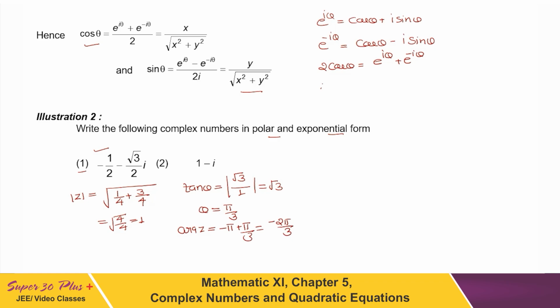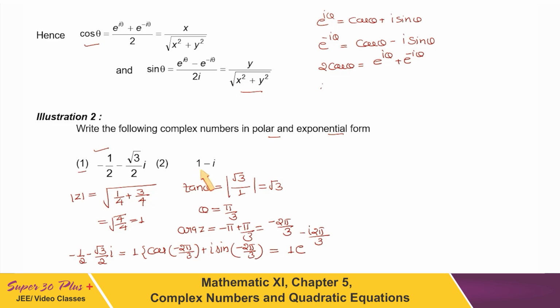So we can write the complex number minus 1 by 2 minus root 3 by 2 iota is equal to 1 cos theta, means cos minus 2 pi by 3, plus iota sin theta, and it is sin minus 2 pi by 3. This is the polar form of the complex number, and you can write it is equal to 1 e to power iota theta, and theta is minus 2 pi by 3, so it is e to power minus iota into 2 pi by 3. This is called the exponential form.